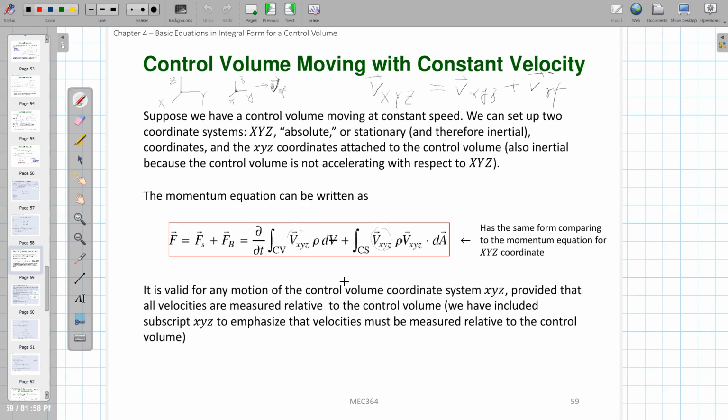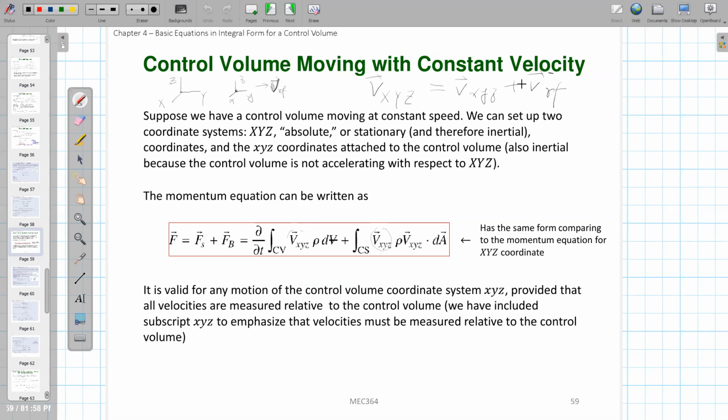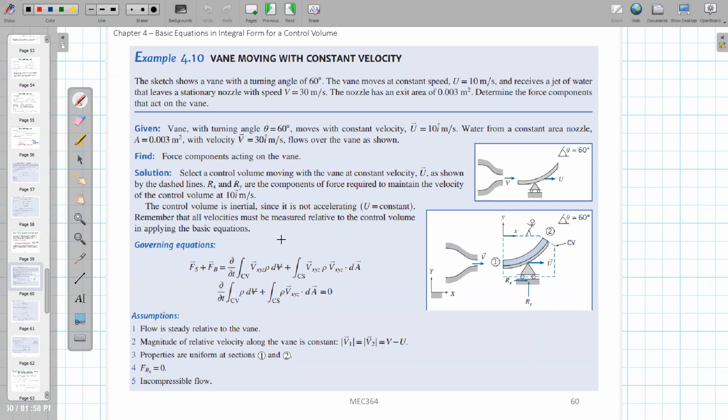And this is a control volume moving with a constant velocity. Yeah, and let's also do an example problem for this here.